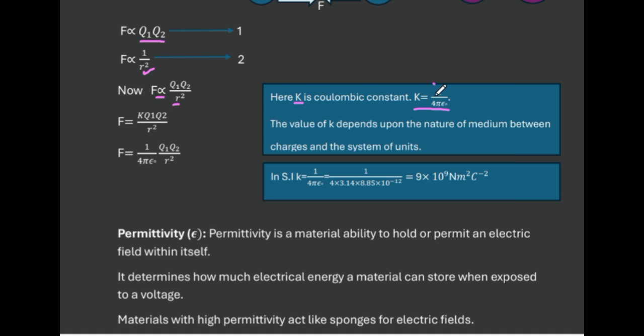If we treat the charges in vacuum or free space, we write F electric is equal to 1 divided by 4 pi epsilon naught times Q1 Q2 divided by r square. We know that charges are spherical, so this 4 pi term arises due to the spherical nature of charges. The value of the Coulombic constant depends upon the nature of the medium between the charges and the system of units we use, SI, MKS, CGS, etc.